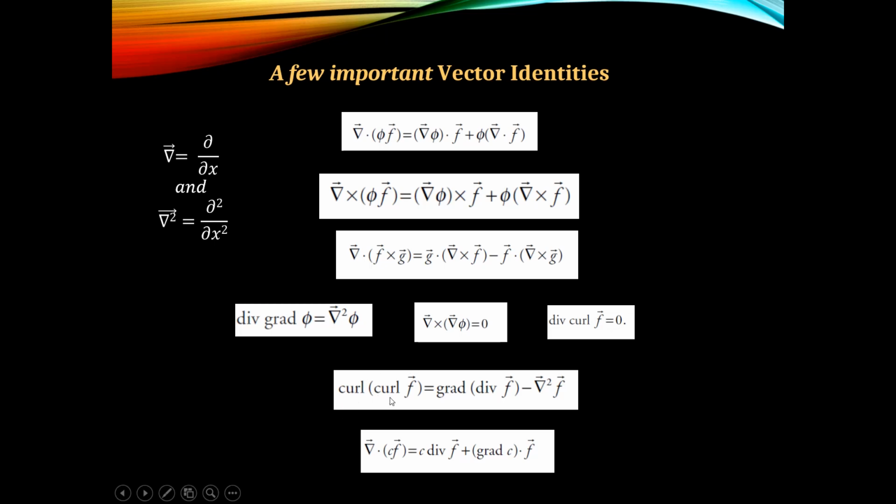What happens to curl of curl? So we take a vector function f and try to find del cross del cross f, that is given by gradient of divergence f minus del square f. So that is del of del dot f minus del square f. Very important relation which we will be using later. And next, suppose we have a constant c and we take the product of the constant with the vector function f and then find its divergence. So then del dot c f is c times divergence f plus gradient of c dot f.